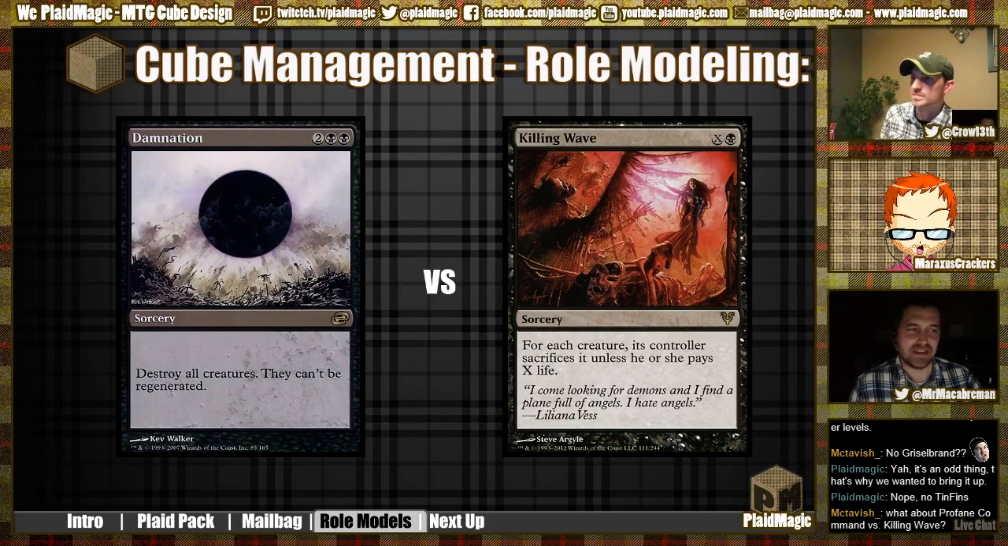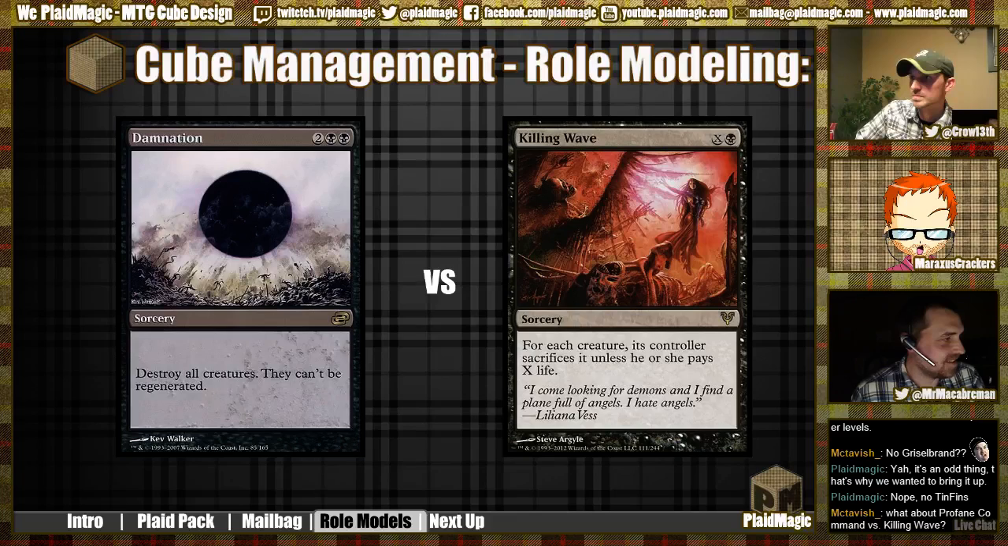And there wasn't really any other archetype that wanted mass removal anyway in our cube. There is other mass removal that we have other than just black mass removal. But then we both saw Killing Wave, and immediately we both knew that was the card for our cube. That's what's interesting for me: when you've figured out what you're doing, the cards evaluate themselves.